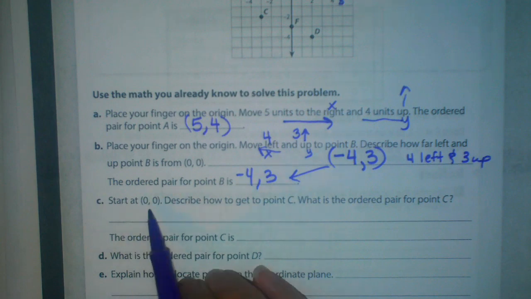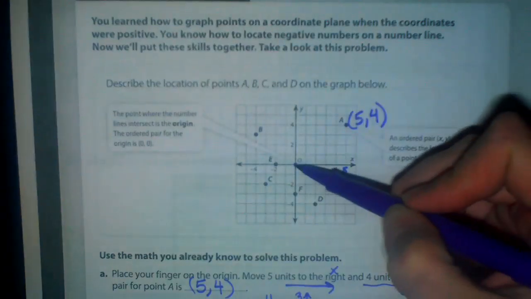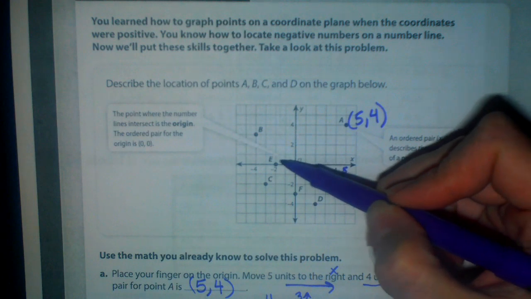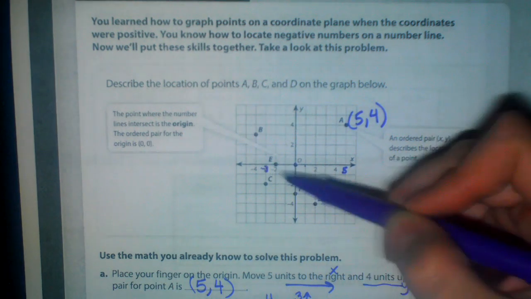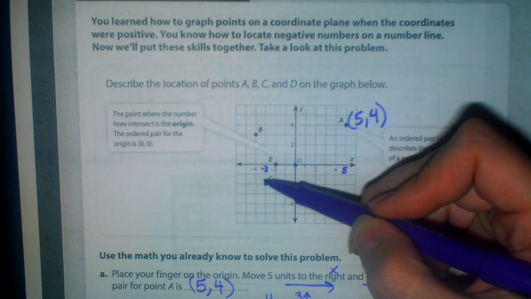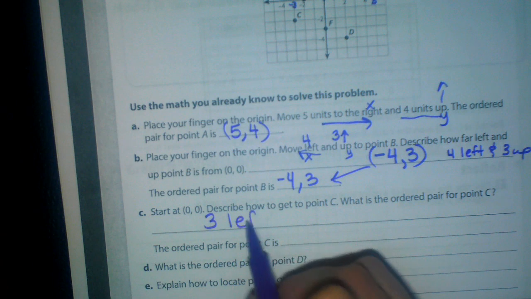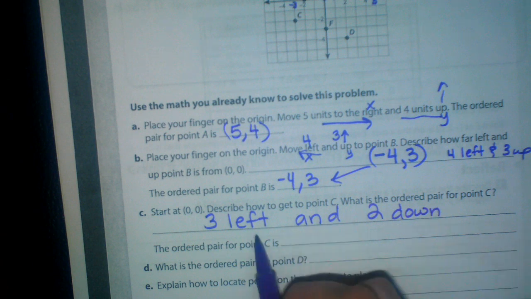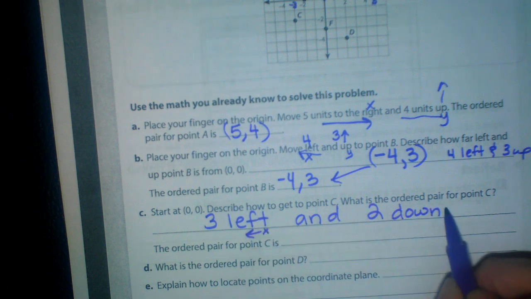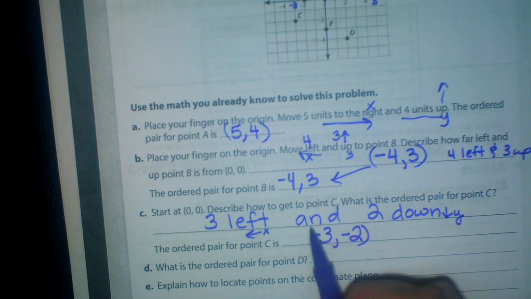All right, again, let's start at the origin, 0, 0, and describe how to get to point C. So here it is. They went 1, 2, 3 to the left, so -3, and 1, 2 down at -2. So 3 to the left and 2 down. Left is your X, down is your Y. So -3, -2.